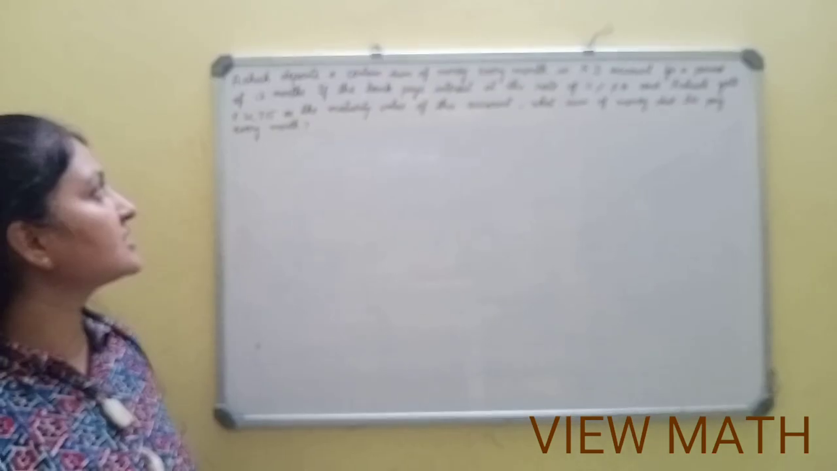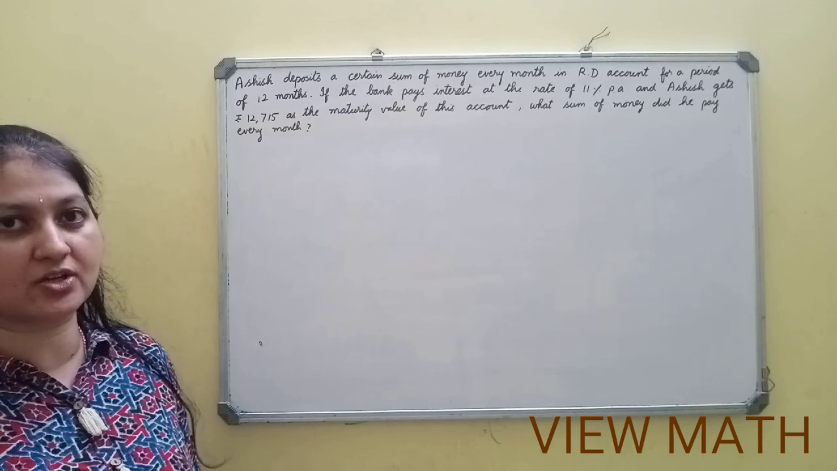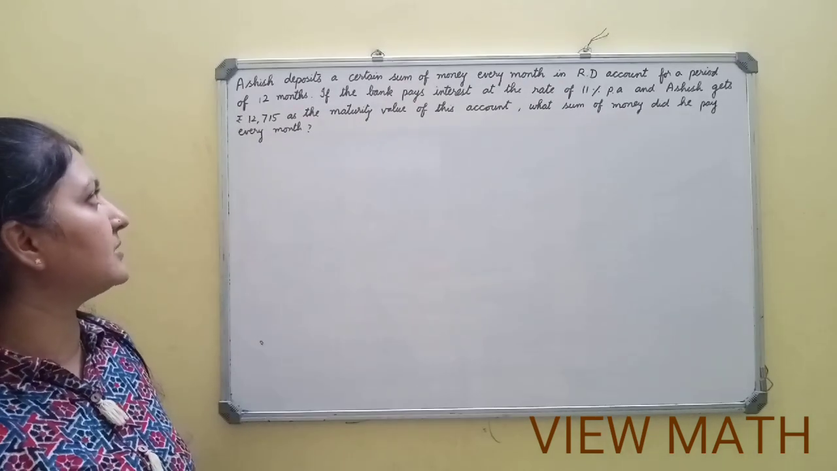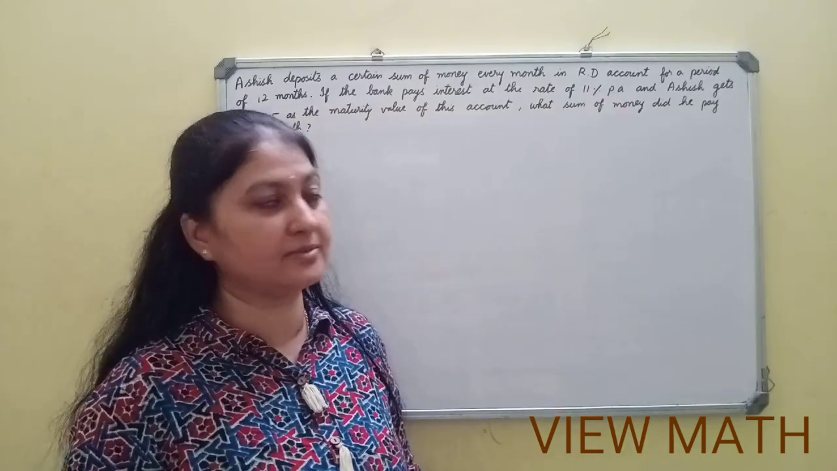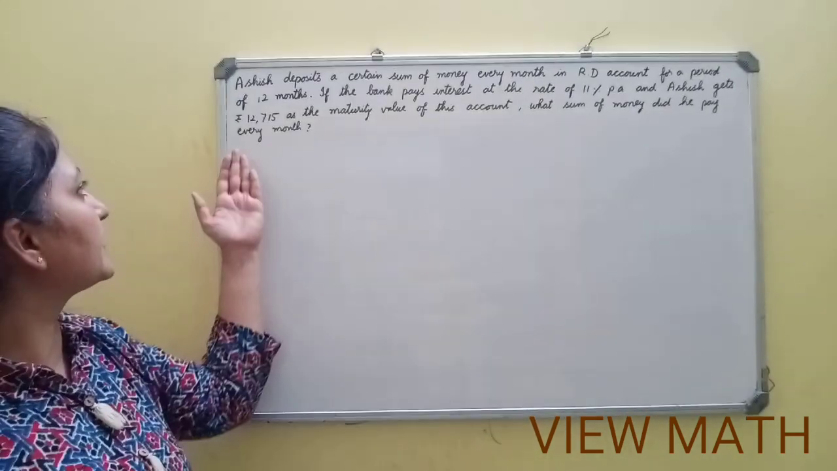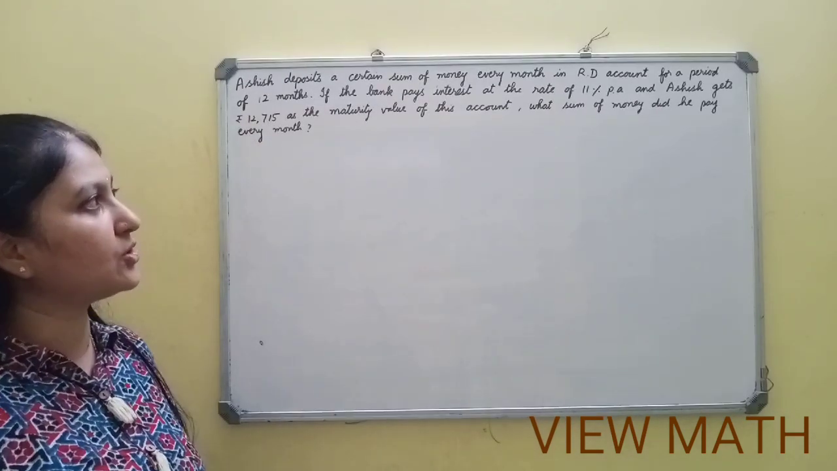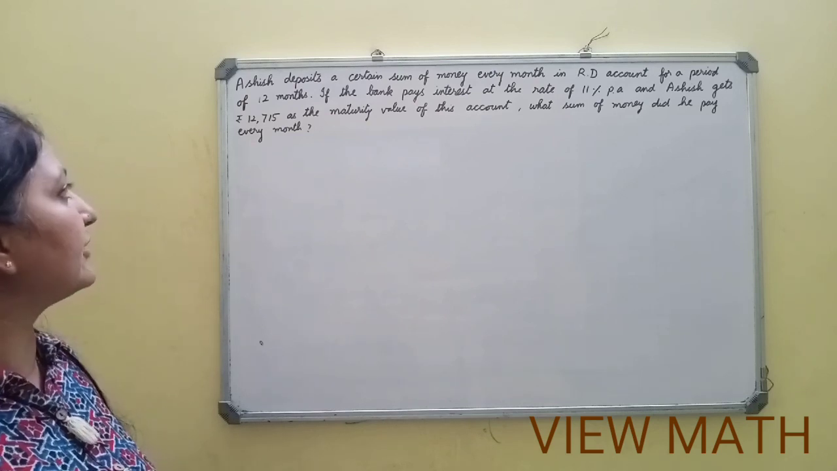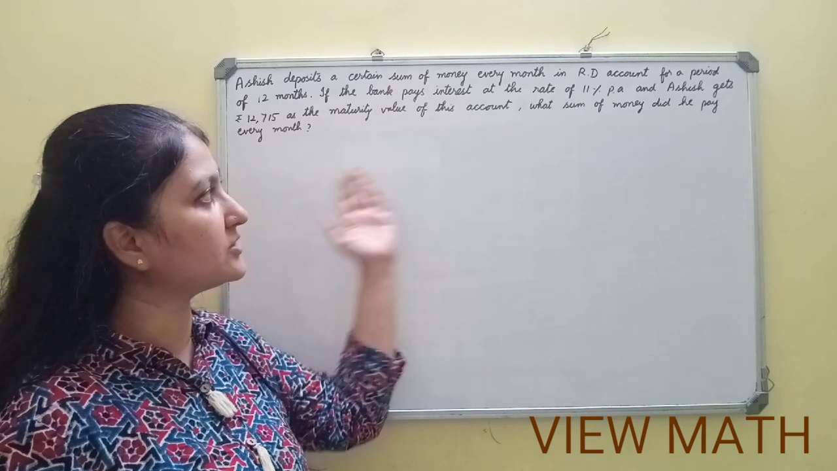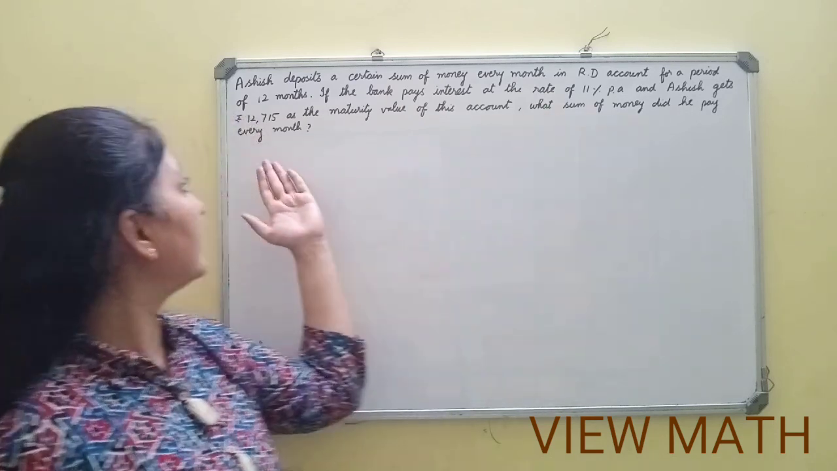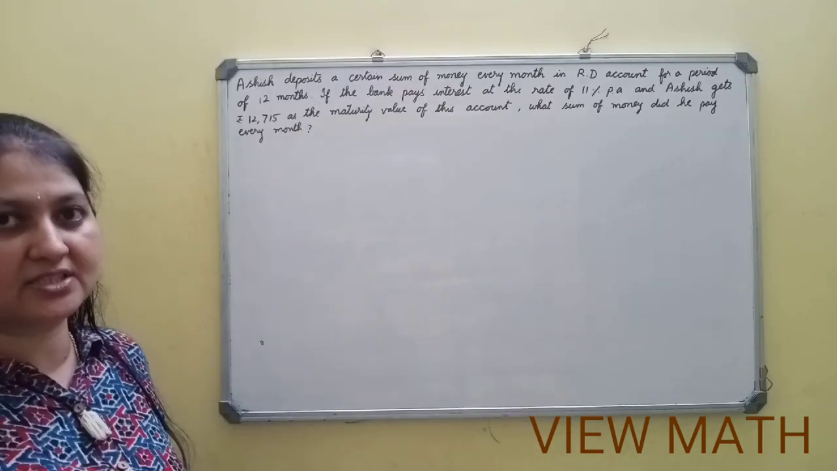Next problem. Ashish deposits a certain sum of money every month in a recurring deposit account for a period of 12 months. If the bank pays interest at the rate of 11% per annum and Ashish gets rupees 12,715 as a maturity value of this account, what sum of money did he pay every month? As I told you, this is the second type. They are asking us to find out the P value. There is sum deposited every month. What sum of money did he pay every month? P value they are asking us to find out.